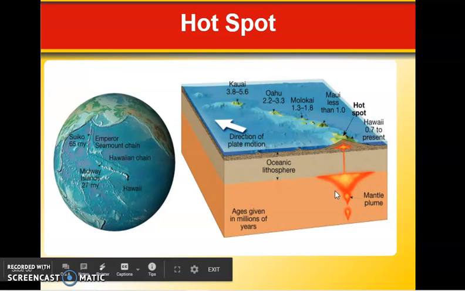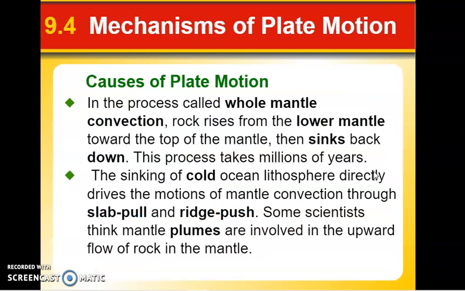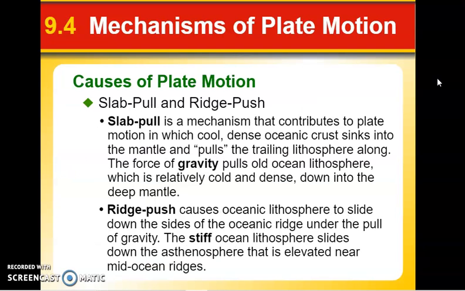Here's another image. You can see that mantle plume spewing up from that hotspot, and that's the direction of the plate movement. In the process called whole mantle convection, rock rises from the lower mantle towards the top of the mantle, then sinks back down. This process takes millions of years. Think about a pot of boiling water. The sinking of the cold ocean lithosphere directly drives the motions of mantle convection through slab pull and ridge push. Some scientists think mantle plumes are involved in the upward flow of rock in the mantle.